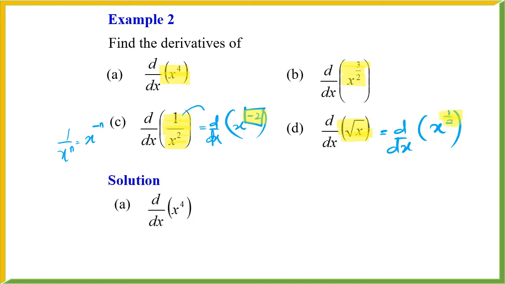So let's see how to solve. For x^4, we have to bring down the power 4 to the front as the coefficient, and then the power will be minus 1. So it will be 4x^3, since 4 minus 1 is equal to 3.